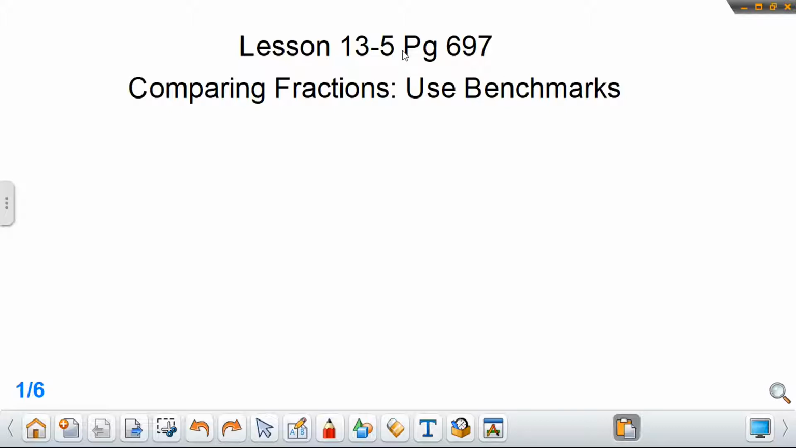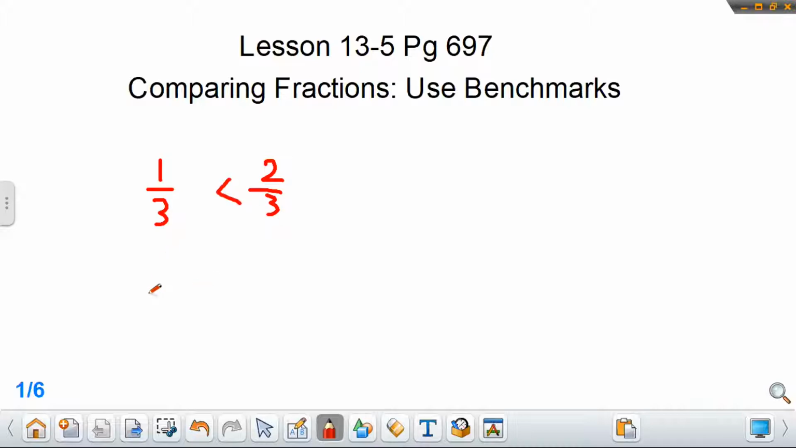Today we are going to take a new lesson, 13.5, page 697, and how to compare between fractions by using the benchmarks. We talked before about how to compare fractions with the same denominator, like 1 over 3 and 2 over 3. Of course, it's 1/3, one part of 3 parts, and 2/3, 2 parts of 3 parts. Of course, 1/3 is smaller than 2/3.